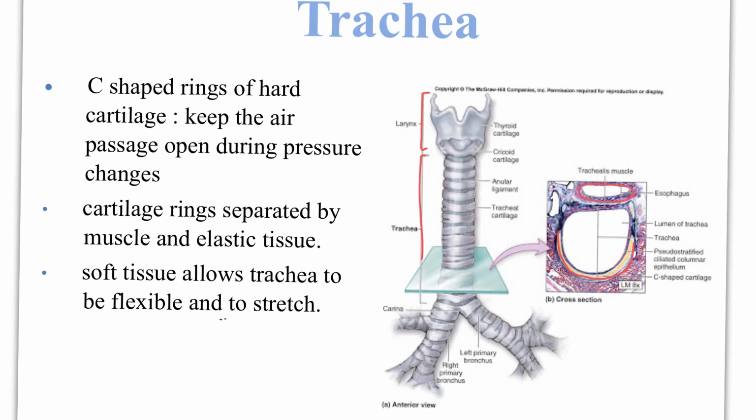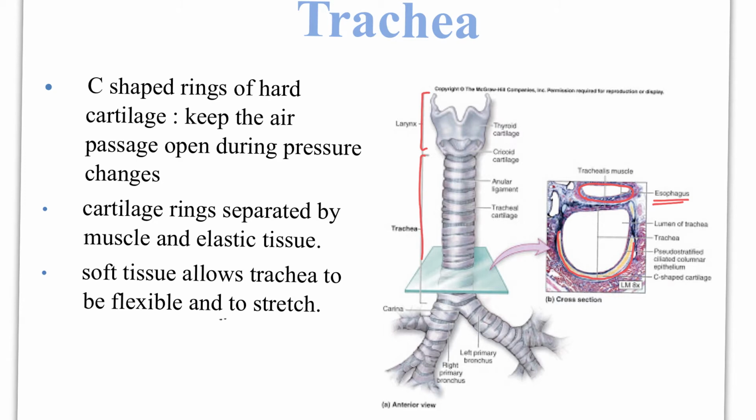And this is the reason that the cartilage is not complete: if the cartilage were complete, the smooth muscles in your esophagus would not be able to contract and relax to allow food to move readily down into your stomach. So we need to have these incomplete rings of cartilage.